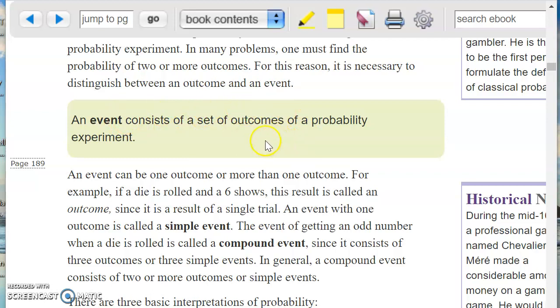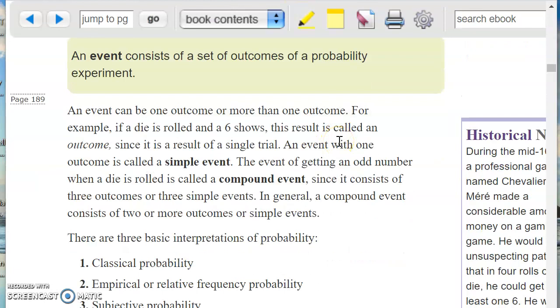Is it possible to have an event that merely consists of one outcome? Well, sure. The definition doesn't say a set of two or more outcomes. It just says a set of outcomes. So that's what he's saying here. He says an event can be one outcome or more than one outcome. So if you roll a die and you show a 6, this result is called an outcome. It's the result of a single trial. Okay, so that's okay. You can say that.